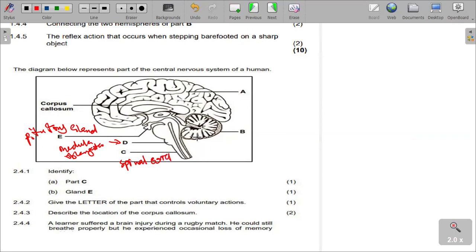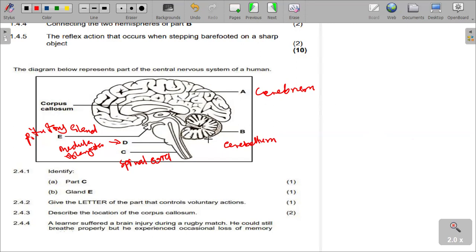Spinal cord, which is C, and then D is the cerebellum, and then obviously here we said is the cerebrum. One thing that I want you again to remember is that the cerebrum is the largest part of the human brain. As you can see, it is stretched from the pituitary gland up to the point where it forms contact with the cerebellum there.